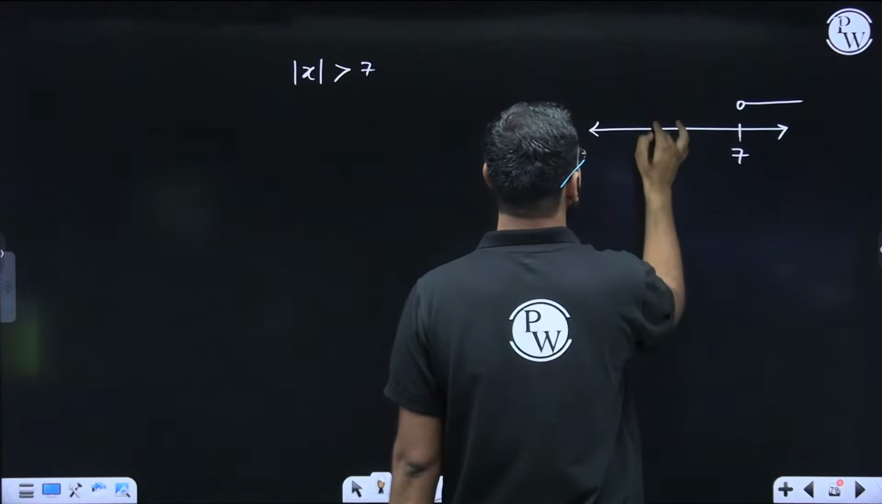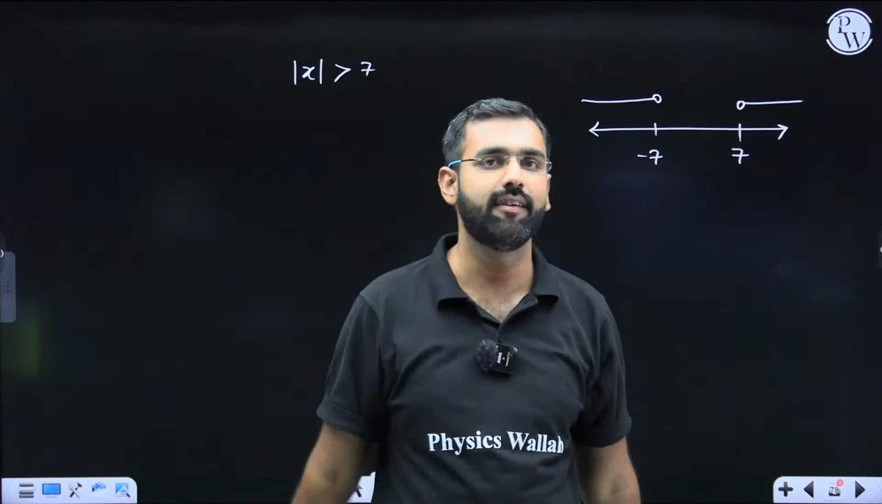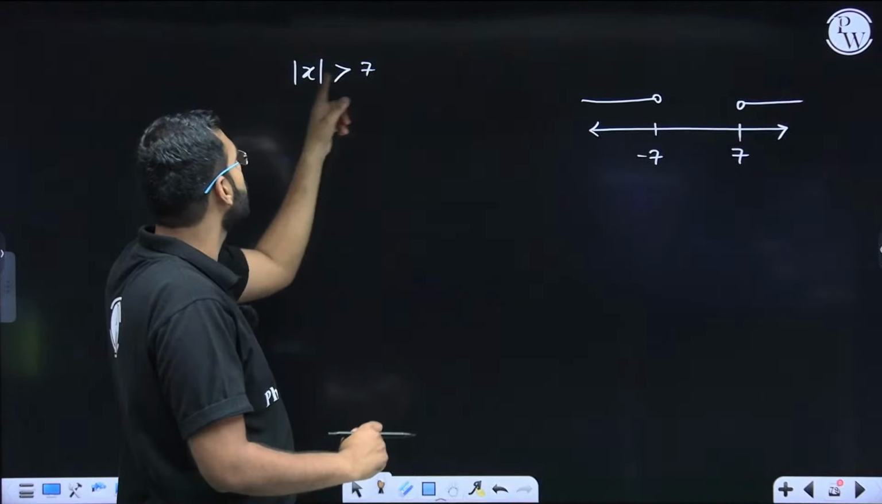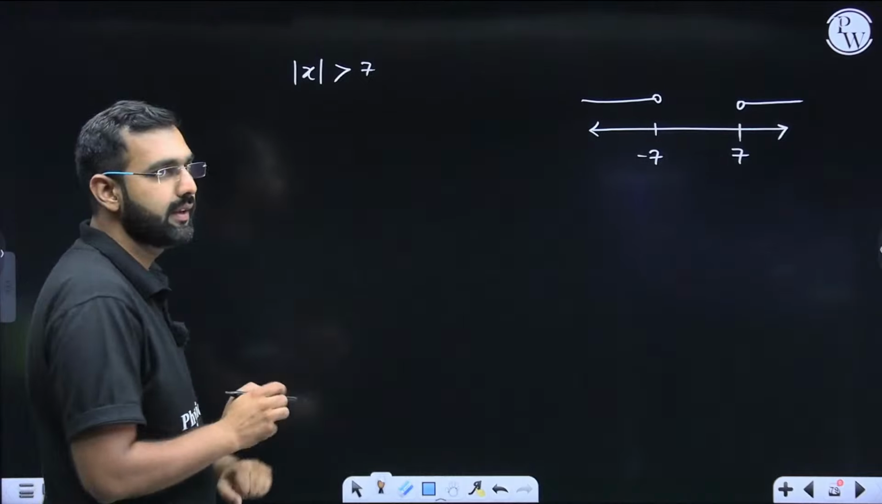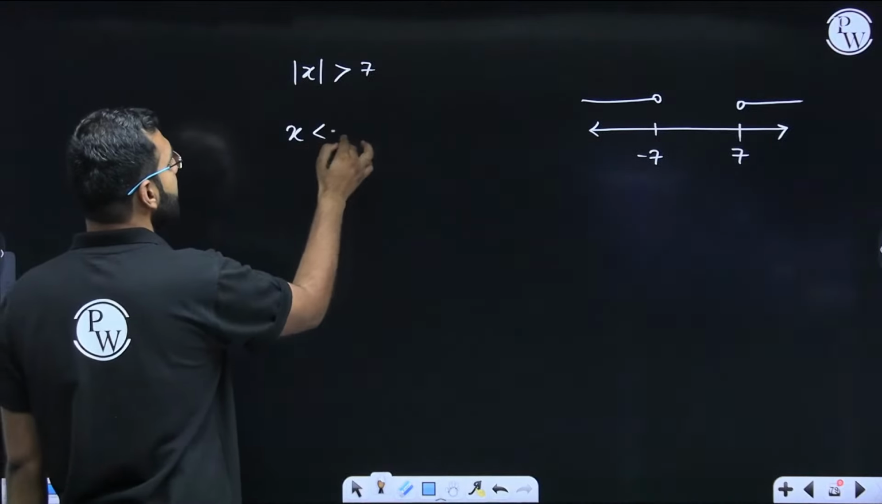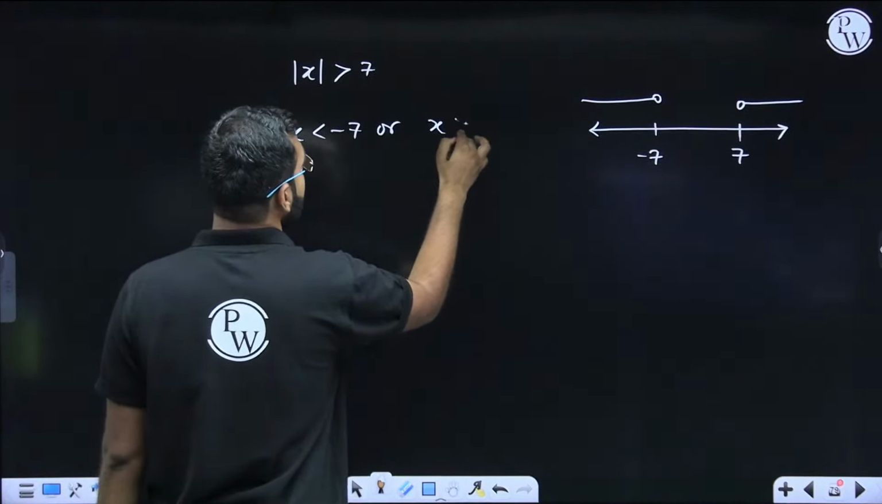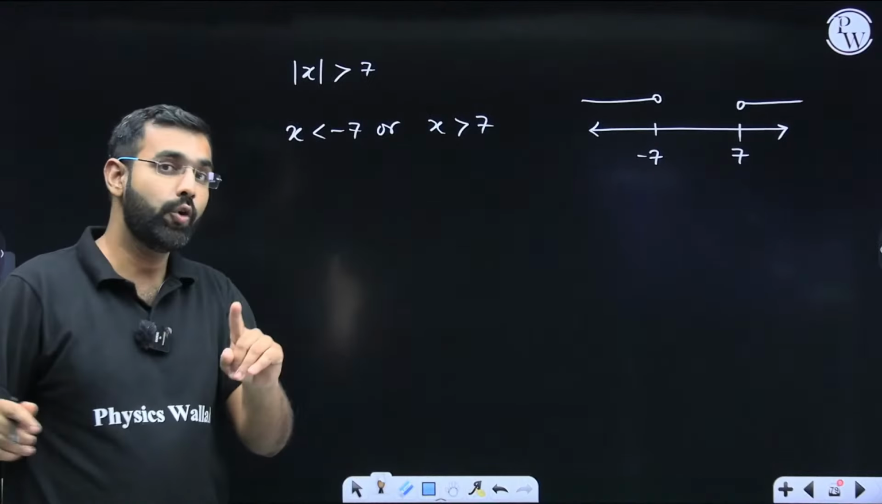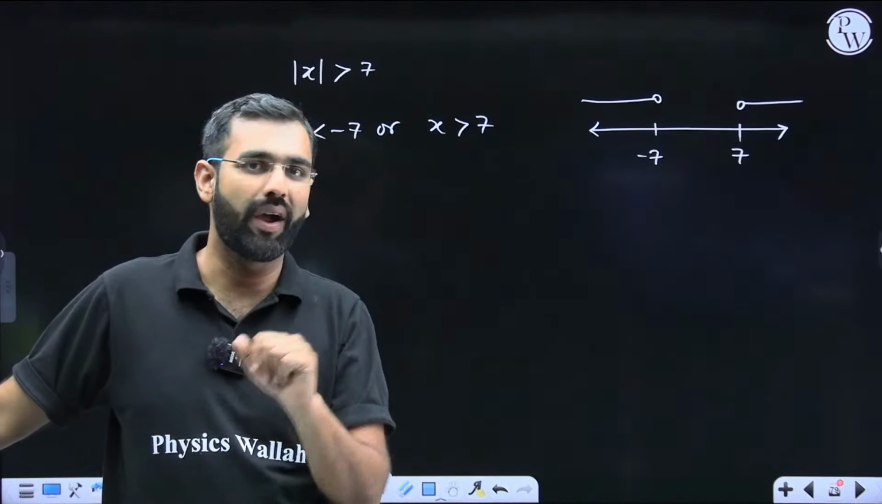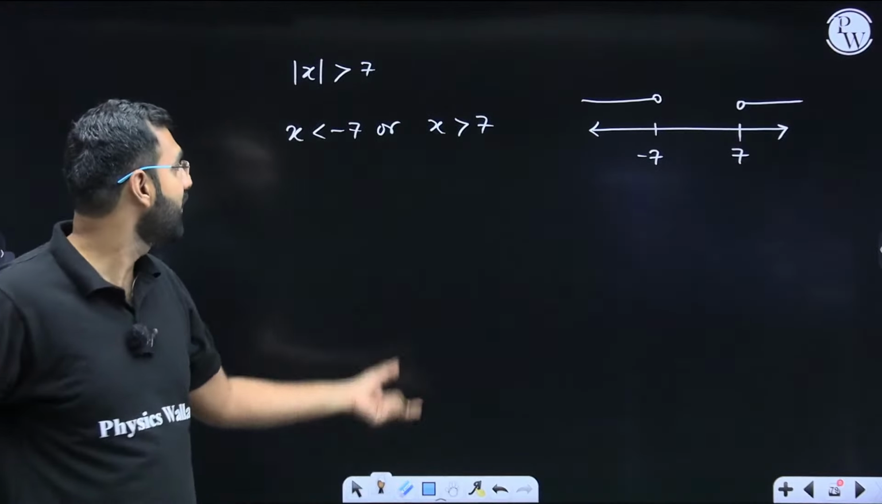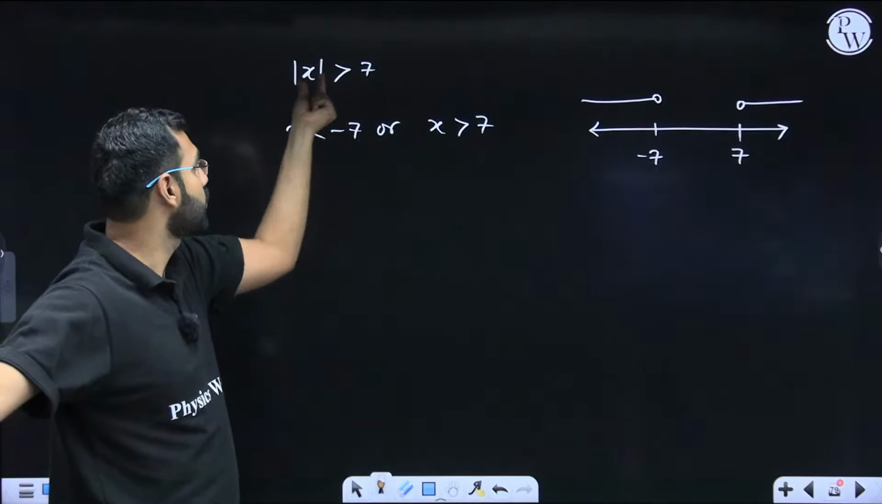8, 9, 10, 11, 12, their modulus is greater than 7. So here, if somebody says mod x should be greater than 7, what does it mean? It means x will be either less than minus 7 or x will be greater than 7. Are you not able to relate modulus with square? The same phenomena we have seen when x square greater than a square was given. We said x will be less than minus a or x will be greater than a.